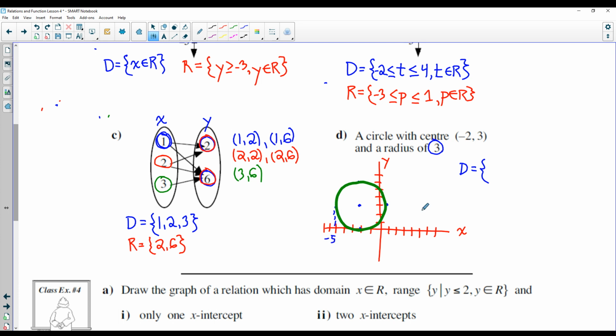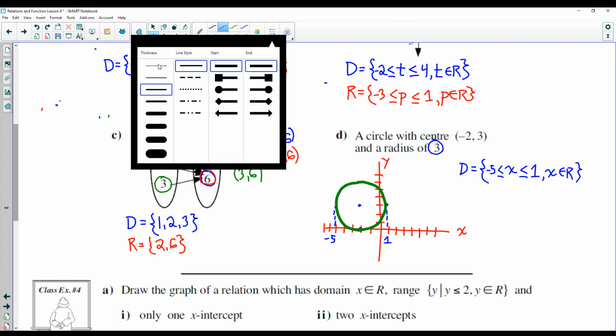Okay, so all x values must be greater than or equal to -5. What's the biggest the x values can get? +1. Therefore, all x values must be less than or equal to +1. And between -5 and +1, what kind of x values are allowed? All of them. So we could say x is any real number.